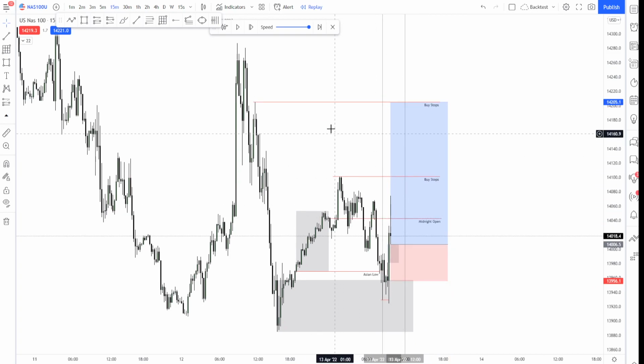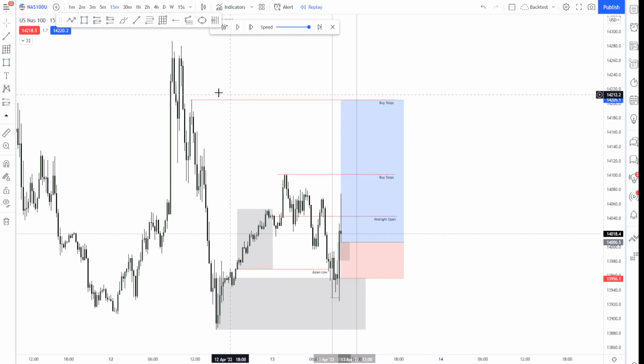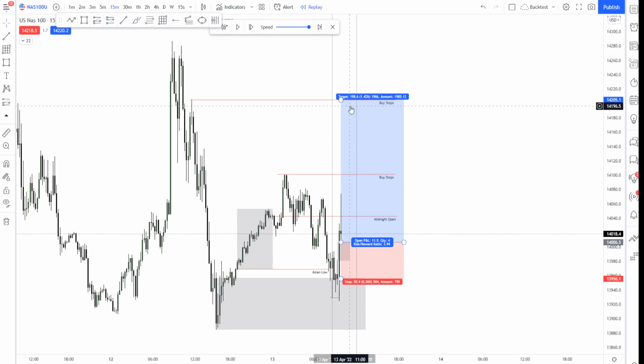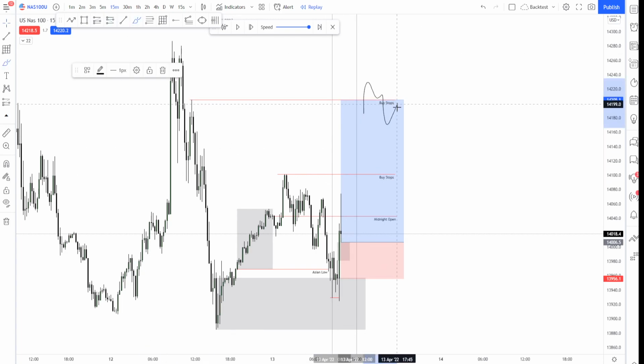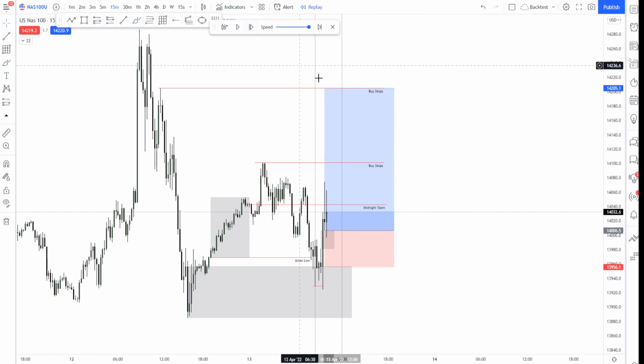But here there's an imbalance which could have acted as resistance or whatever you want to call it, which could have caused a reversal over here and then potentially came down. Okay, so let's see what happened.